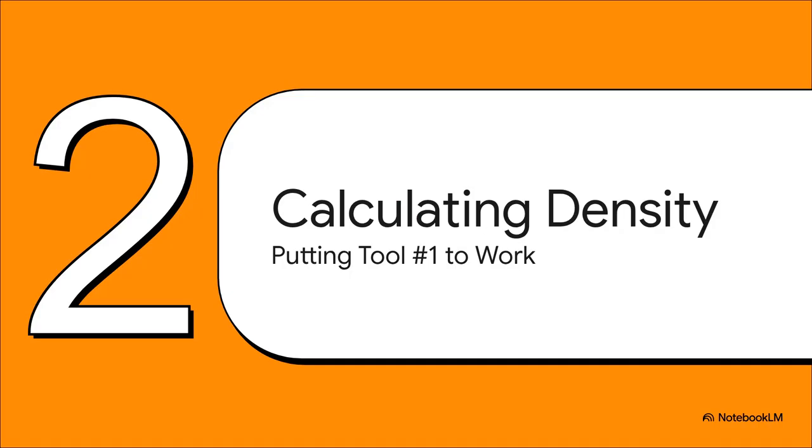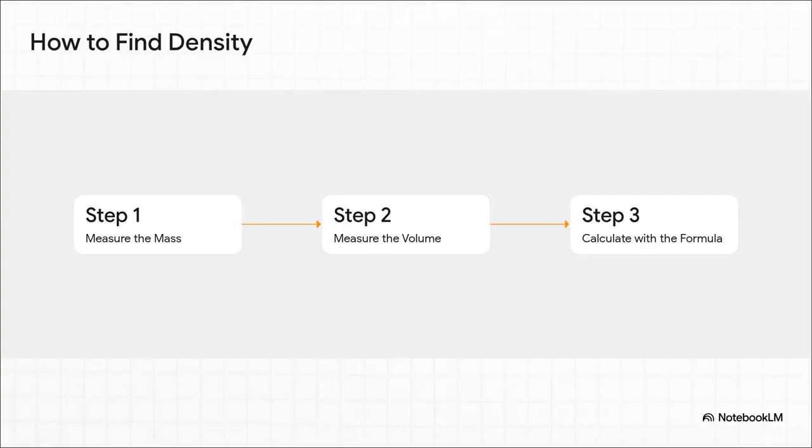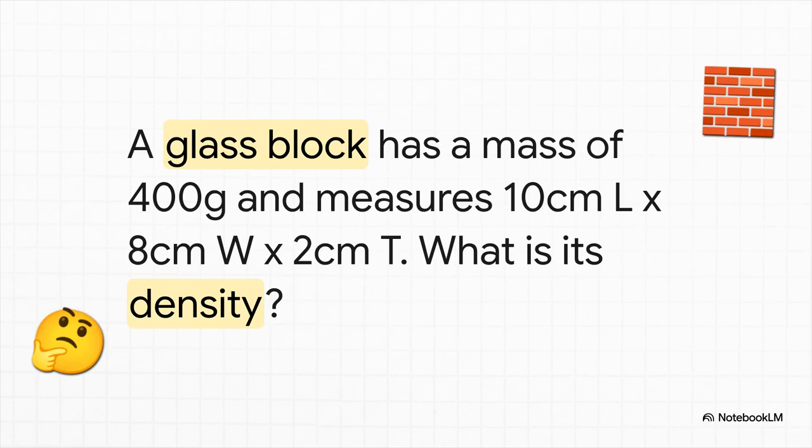Okay, so theory is great, right? But a tool's no good if you don't know how to use it. So let's stop talking about it and actually put this first tool, density, to work. And finding it is as easy as 1, 2, 3. Seriously. First, you find the mass. You just weigh it. Simple. Second, you figure out its volume, how much space it takes up. And finally, you just plug those two numbers into our formula. That's it. You're done.